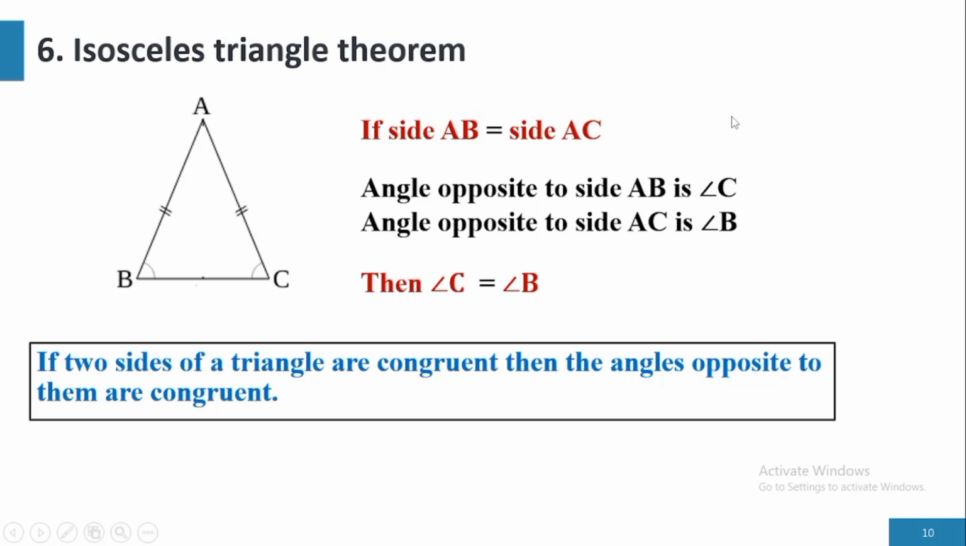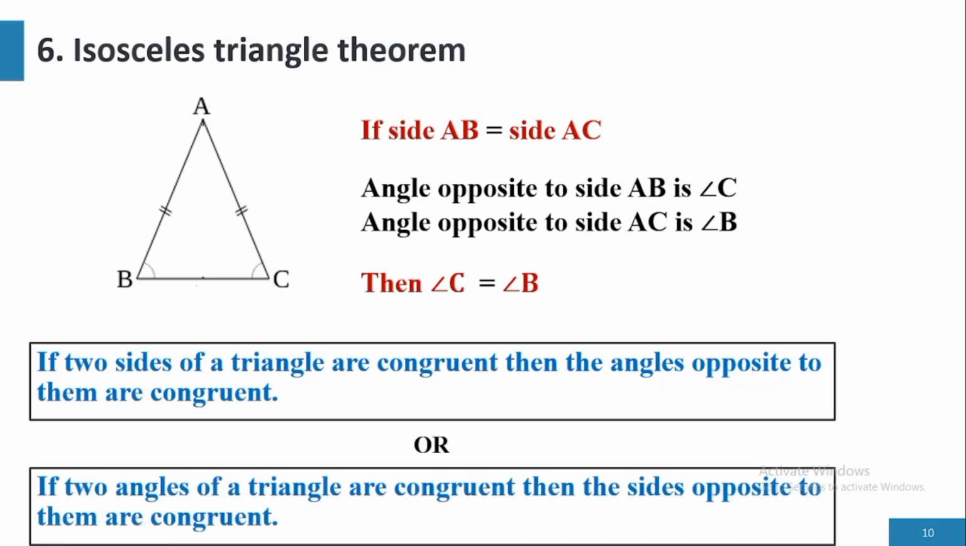Again, the vice versa is also correct. That means, if two angles of a triangle are congruent, then the sides opposite to them are also congruent. So what is given, it depends upon that. If the sides are congruent given, then the opposite angles are congruent, you can use it as a property. If two angles are congruent given, then opposite sides are equal. This is how you can use it as a property.